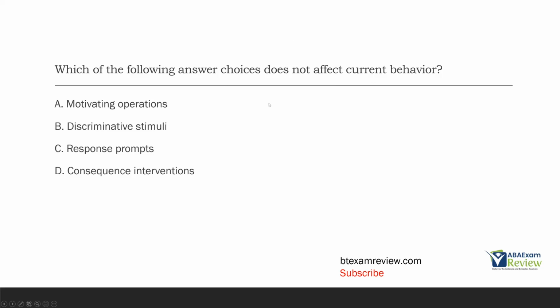A, motivating operations. Well, MOs temporarily can affect behavior, okay? But they're antecedents, right? So they come before the behavior, not after. B, discriminative stimuli evoke those behaviors, right? Those current behaviors. C, response prompts cue those current behaviors. So A, B, and C are all antecedents to the current behavior. Again, consequence interventions, D, come after current behavior and affect future behavior. So which of the following answer choices does not affect current behavior? Well, of course, consequence interventions. Consequences increase or decrease future behavior. Very, very important to remember.